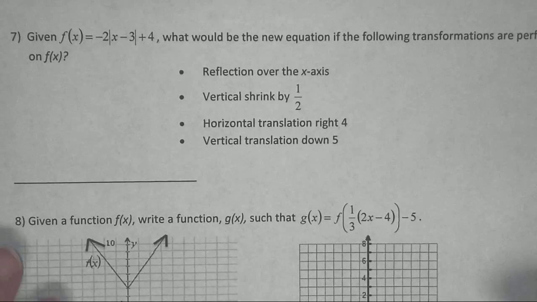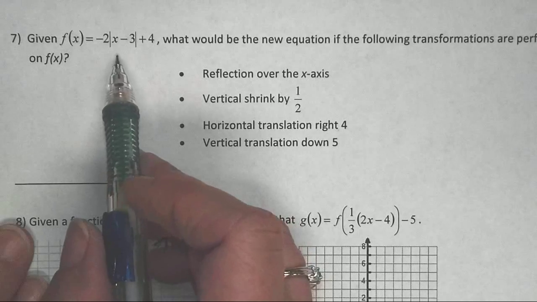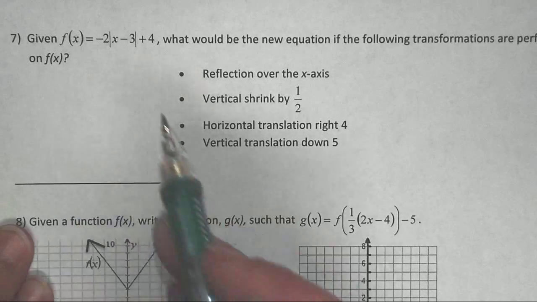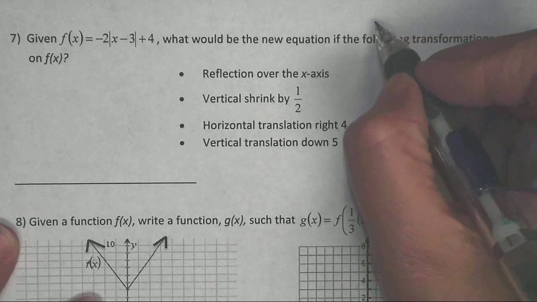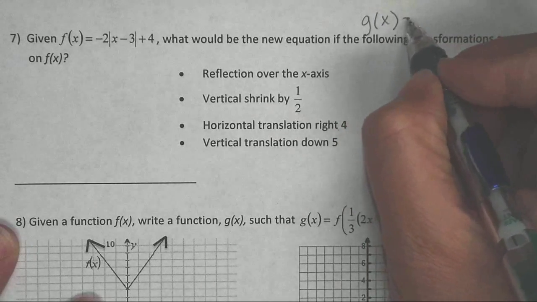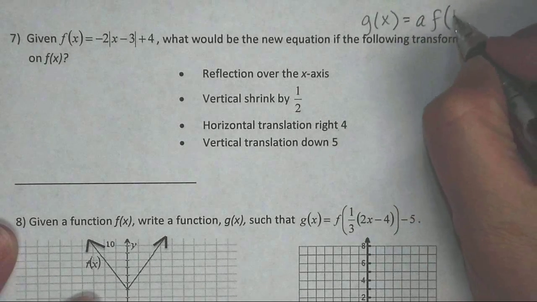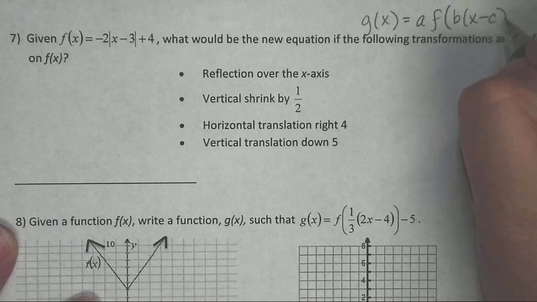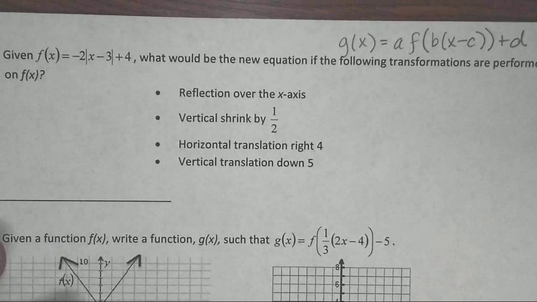Try something a little bit harder. I'm trying to take this function f of x is negative 2 absolute value of x minus 3 plus 4 and perform these transformations on it. So remember the general form of your transform function. G of x would be a times f of b times x minus c plus d. That's my general format for transformation.